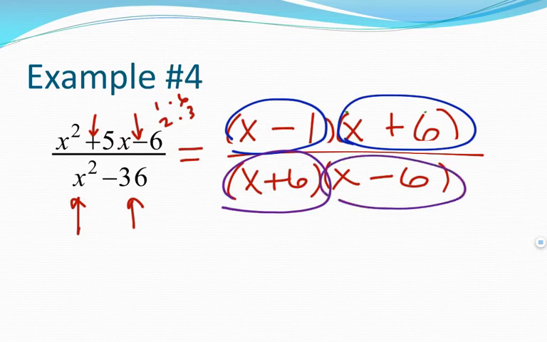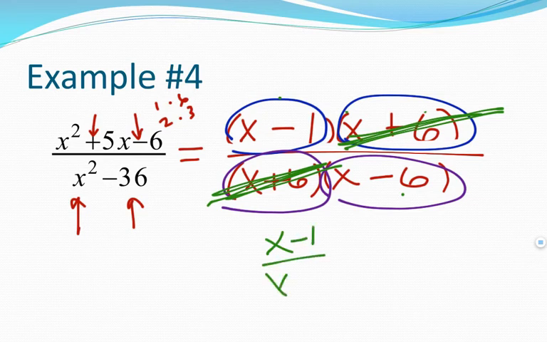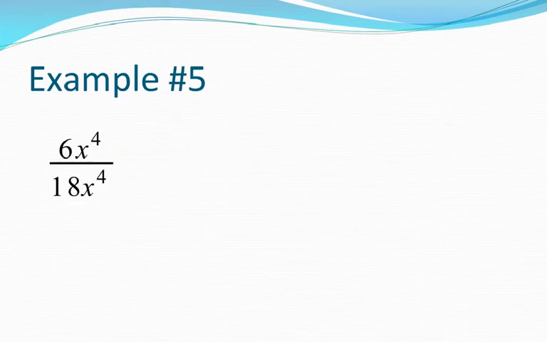So I can't cancel just the x's. It would have to be as a group. You can't just pick what parts you want to cancel. So the x plus 6 is the same exact thing as the x plus 6 down here. So x plus 6 divided by x plus 6 is 1. I cannot do anything with the x minus 1 and the x minus 6 because they're not the same. So I'm left with x minus 1 over x minus 6, and that is my simplified rational expression.